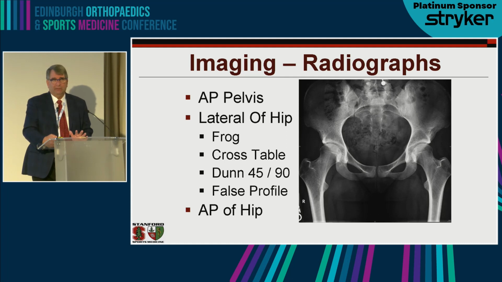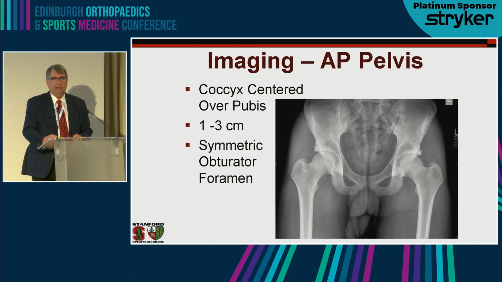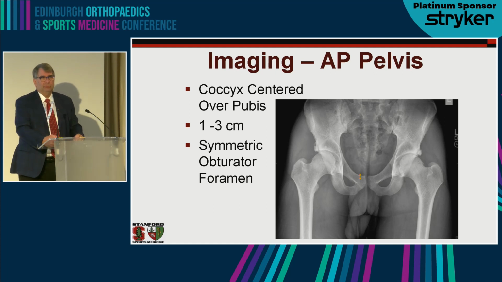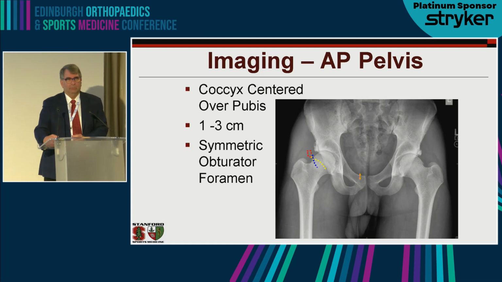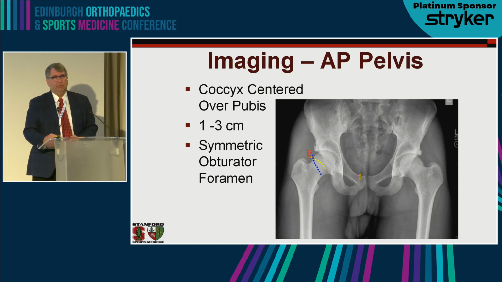You can also get an AP of the hip. I generally don't get that. But the key with the AP pelvis, you want to make sure the coccyx is centered over the pubic symphysis, 1 to 3 centimeters above the pubic symphysis, and you want to have symmetric obturator foramina.